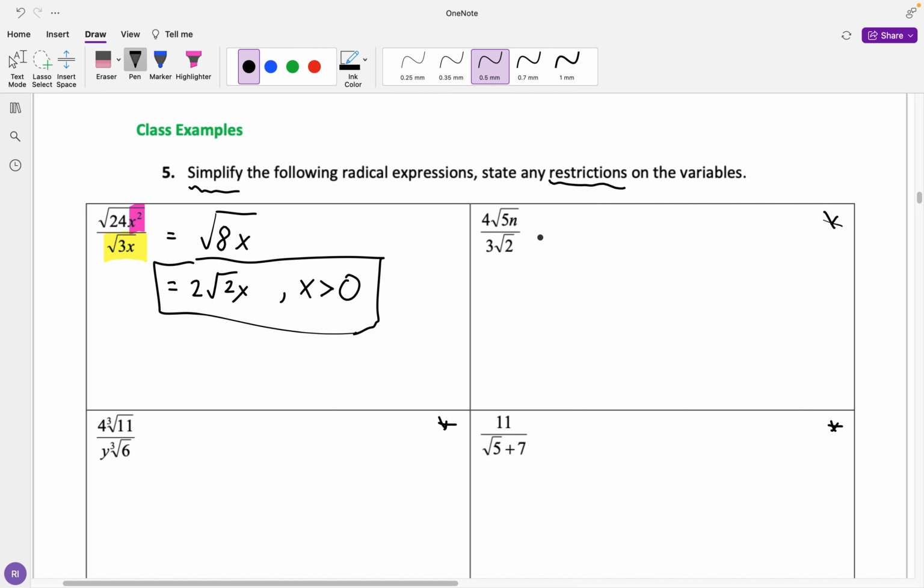Here we rationalize the denominator. For root 10n all over 3 times 2.